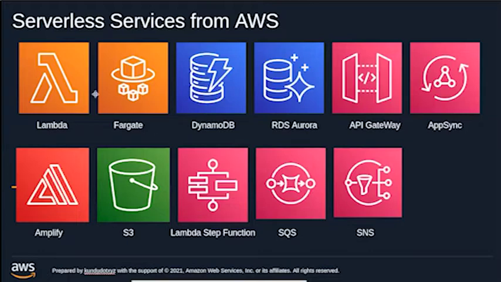Obviously, Lambda will be there because Lambda is the flag bearer of serverless services from AWS, which was introduced by AWS only to enhance the productivity of serverless applications. You don't need to worry about provisioning, managing, or configuring servers, in this case, EC2 instances. You just write your code as a Lambda function, and then deploy it and test it.